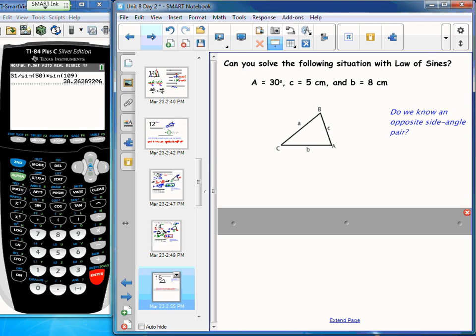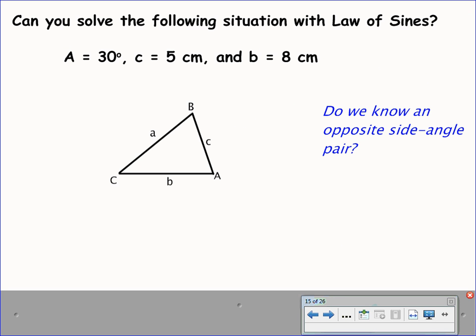Great. Can we solve the following situation with law of sines? Let's consider our given information. You don't have a triangle this time, so you can just do a quick sketch of a non-right triangle. It doesn't have to be to scale, but we want to consider what we know. A is 30 degrees. That's red. C is 5 centimeters. Side length C is 5 centimeters.